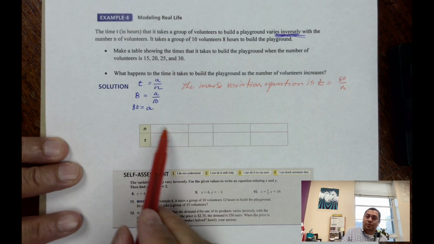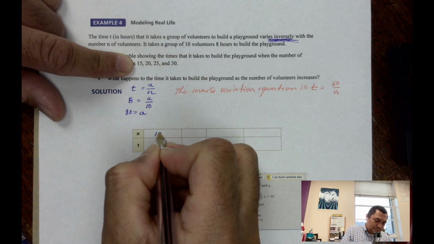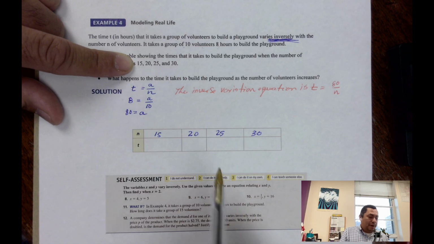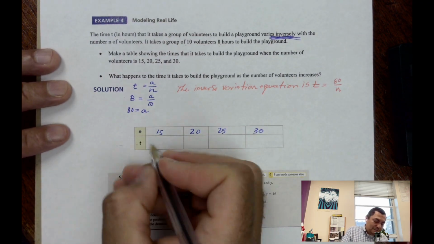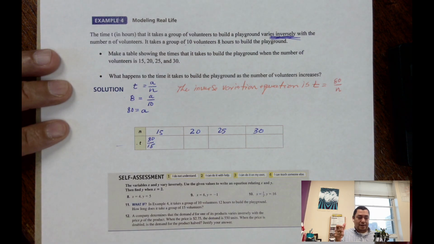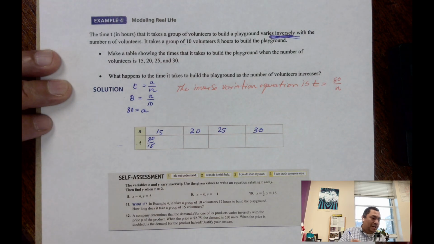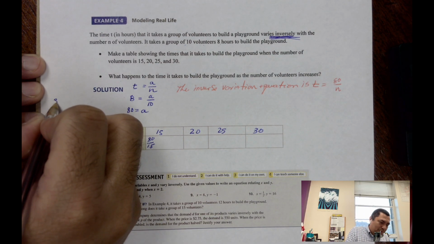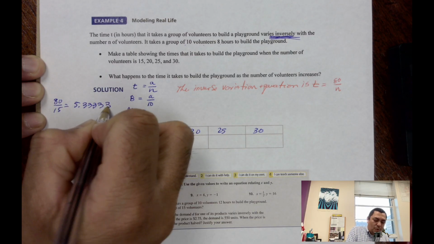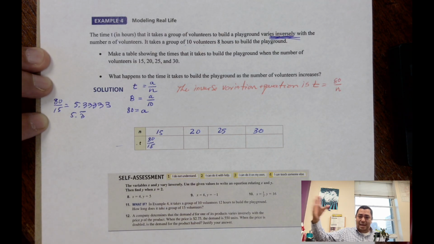So now I'm going to do the table of values. Remember that n is 15. I have 20, 25, and 30. So what I'm going to do is use this equation. So I have t equals 80 over 15. Okay, let's simplify. If you divide 80 divided by 15 is 5.3333 and so on, right? I'm going to have 5.3 and drop a line there. That means that 3 repeats infinitely.